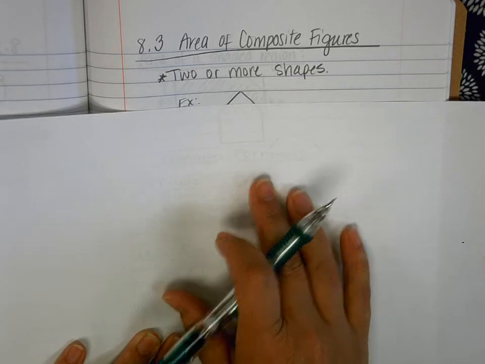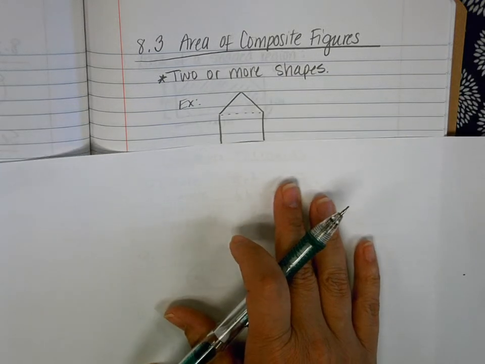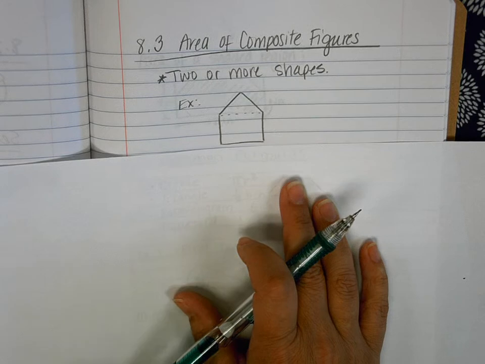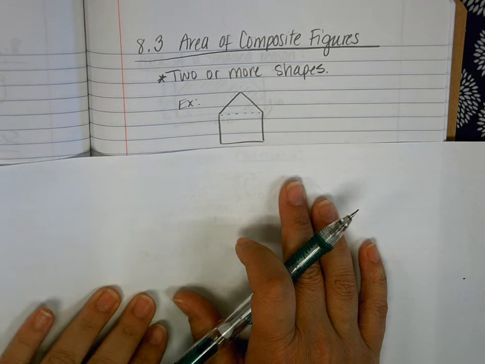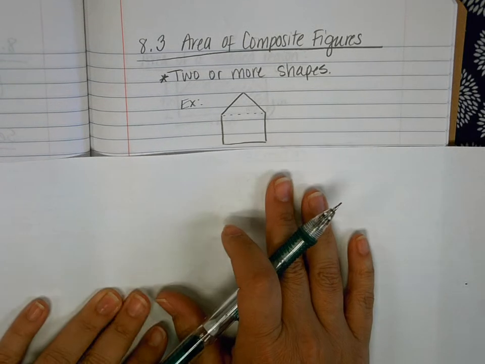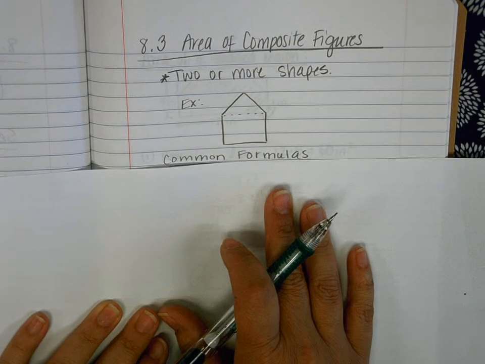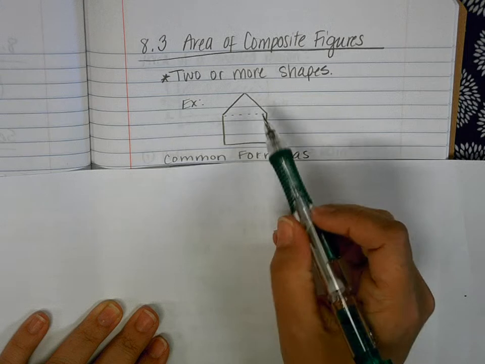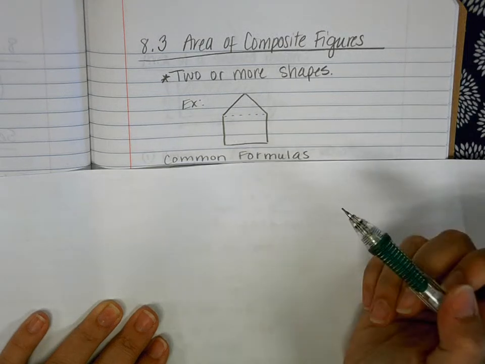So here's an example. I drew a picture of my house for you guys. It's my house, right? Do you believe me? It's my house. Yeah, okay, good. No, who said no? It's totally my house. Okay. So, this is two shapes, right? It's a rectangle and a triangle.